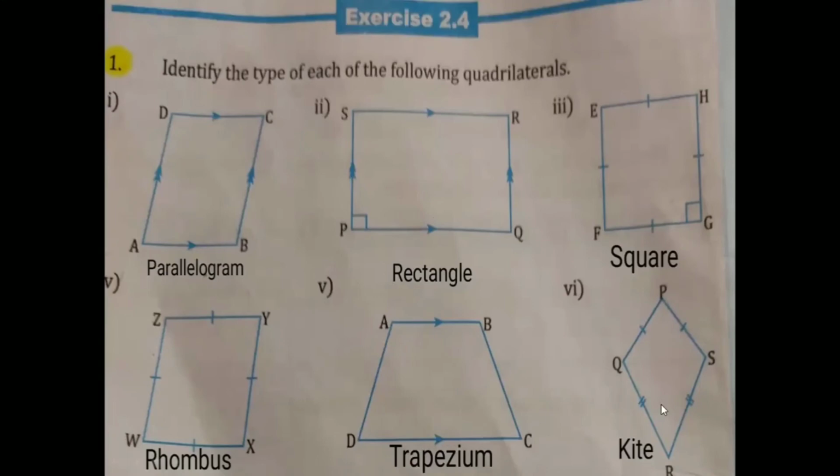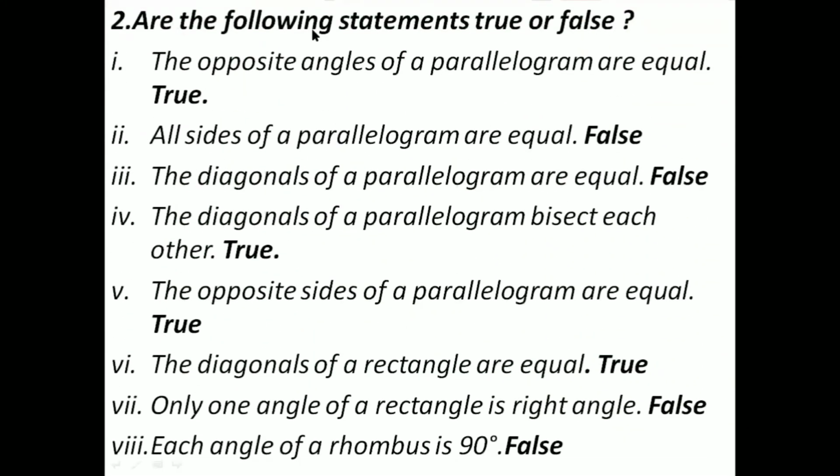Kite is also a quadrilateral. Okay, in kite, look here, these two pairs of adjacent sides. Look at this and this will be equal, and this will be equal. They are adjacent sides and they will be equal. And this trapezium, what I told, this one pair of sides only will be parallel. I hope you understood this. And here are given the questions. Okay, and its answer also shown here.